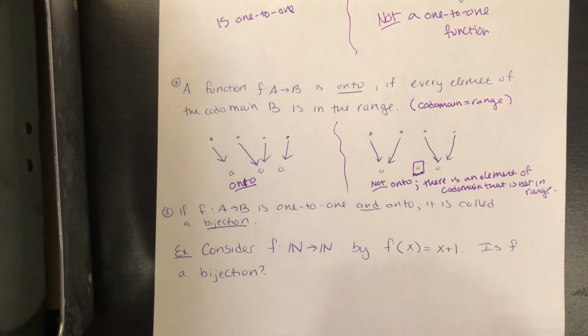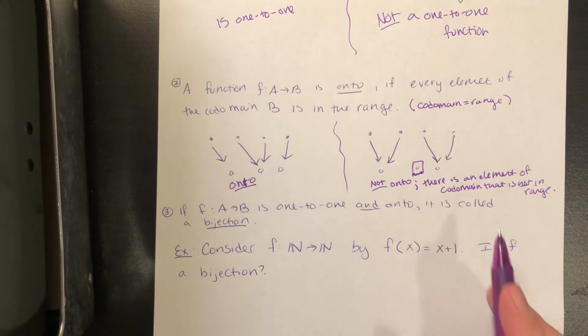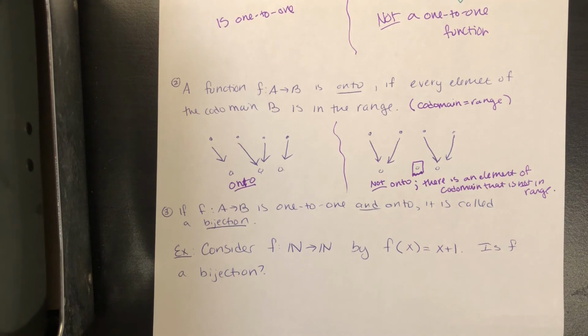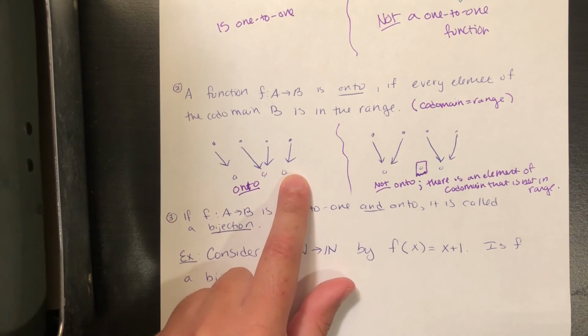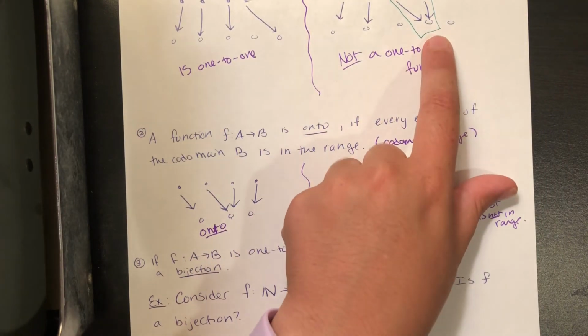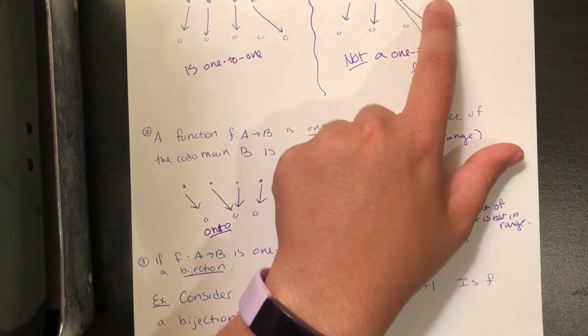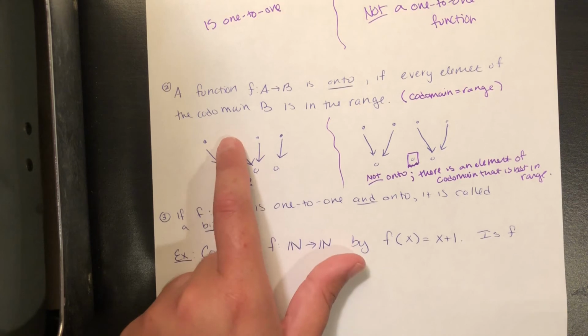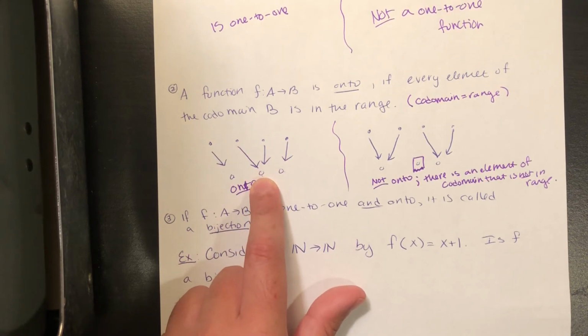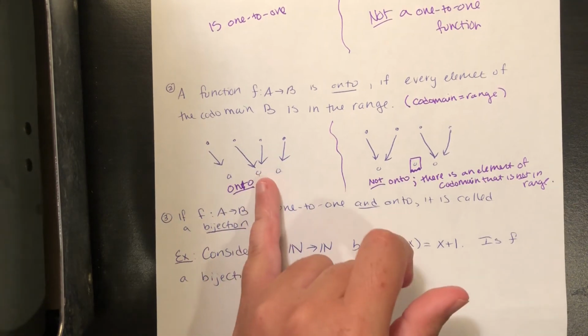Right, that's not an actual output of the function. That makes this an example of a function that is not onto. Now notice, in this example here, while this was an onto function, it's not a one-to-one function, right? Remember, in a one-to-one function, you can't have two elements of the domain mapping to the same element of the codomain. That's what happened here. We had two elements mapping to the same element of the codomain. So this is not one-to-one.